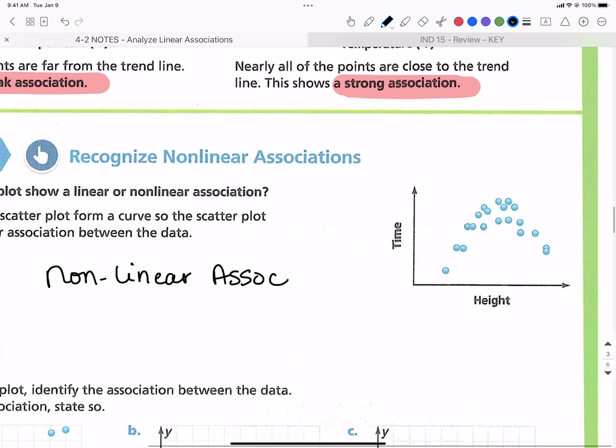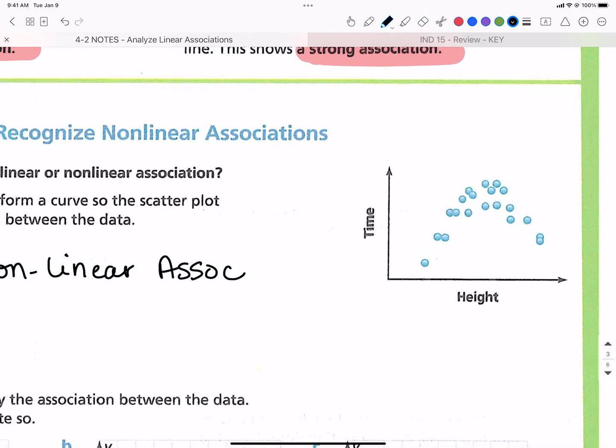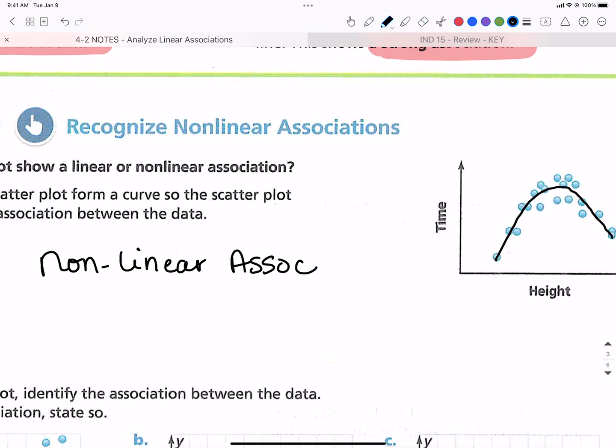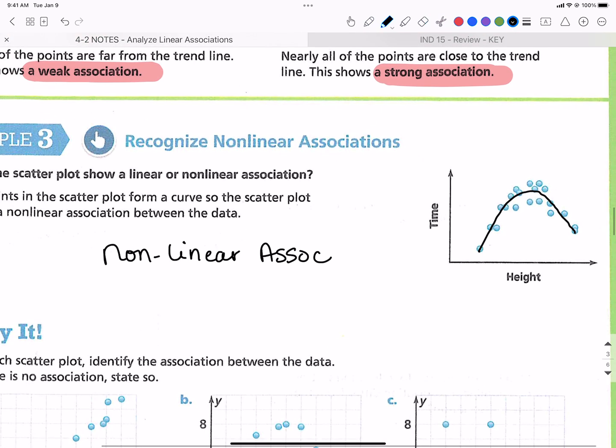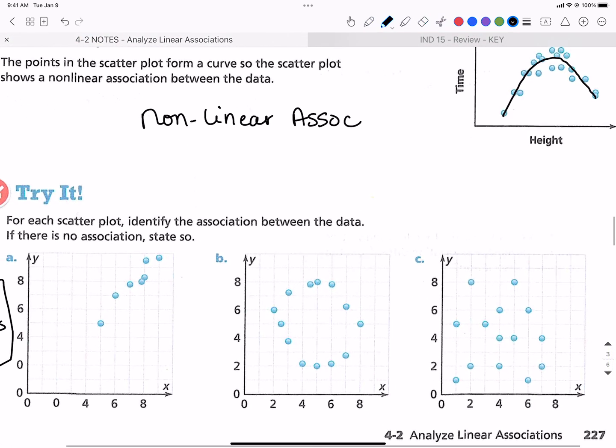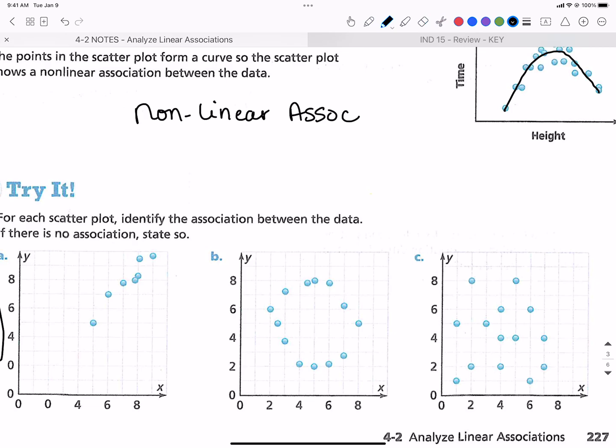And how do you know it's nonlinear? Well, it's definitely not no association because you can see a pattern. Even if I said draw it in there, you could draw a pattern and you can see the flow of the points go together in a certain direction. They just don't do it linear. So it is still association, but it's nonlinear association. So our three choices then are linear, nonlinear, or no association.